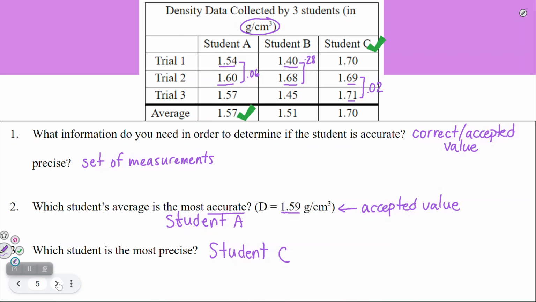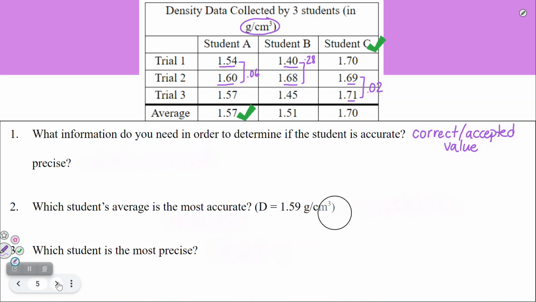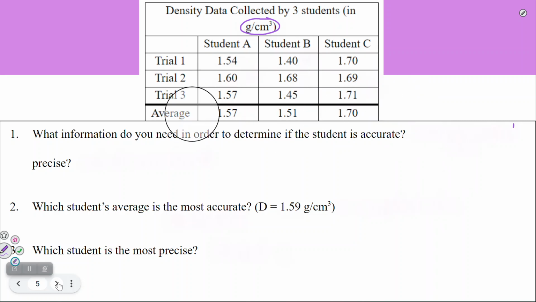All right, so let's go ahead and erase all of this. Okay, and we are moving on.